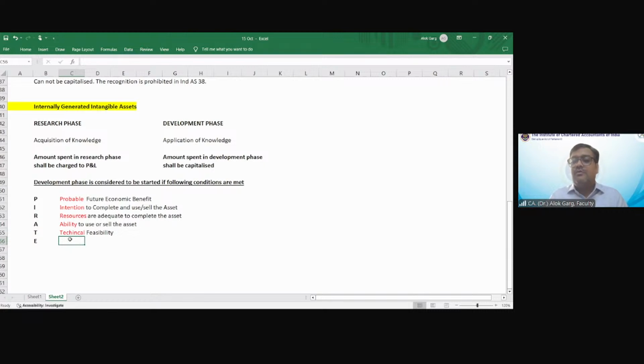Okay. So once you say that I have reached the right direction and now I can develop this intangible asset, this formula, you ask whether it is technically feasible. If it is technically feasible, you can say that yes, I have reached the development phase. E stands for expenditure. Expenditure can be measured reliably.